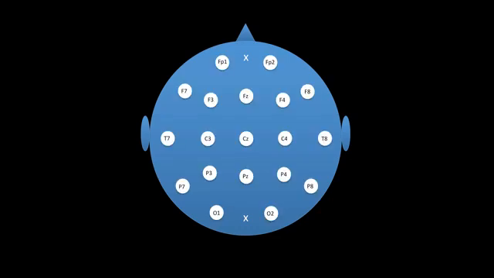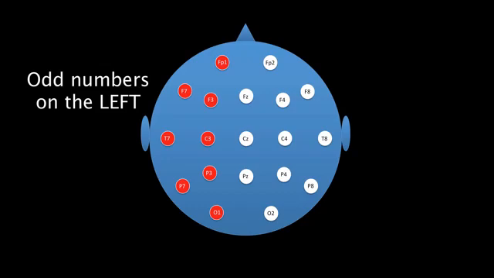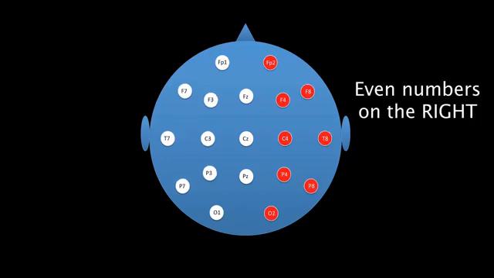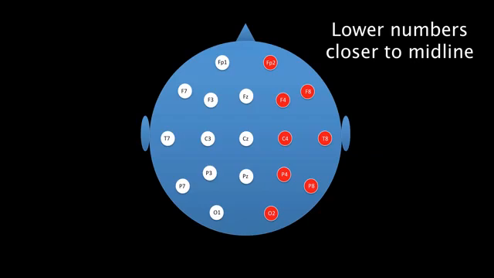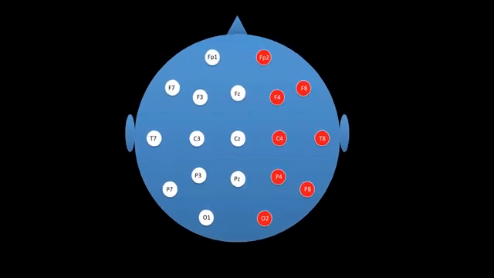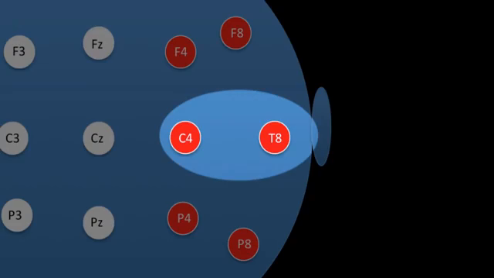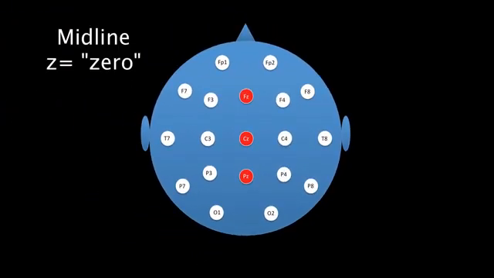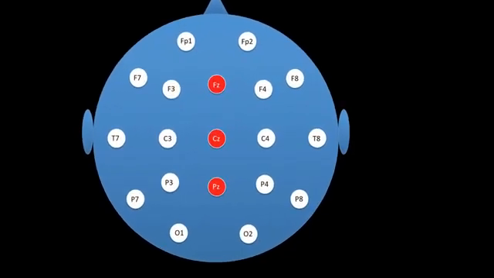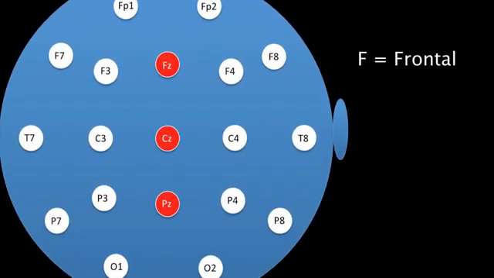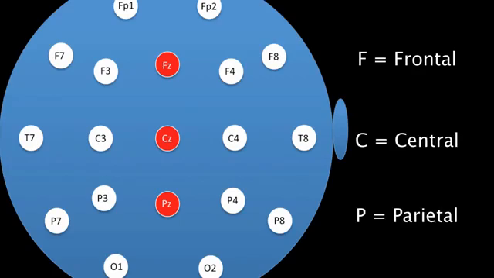The electrodes are labeled as is shown here. The system is very simple, and each electrode is represented by letters and a number. The numbers indicate the side of the head, so that odd numbers are on the left side and even numbers are on the right. In general, lower numbers mean that the electrode is closer to the midline, so you can see here that C4 is closer to the midline than T8, and the midline itself is represented by a Z, which stands for zero. The letters are indicators of the position on the head. In this central chain of electrodes, you can see that the F stands for frontal, the C for central, and the P for parietal.